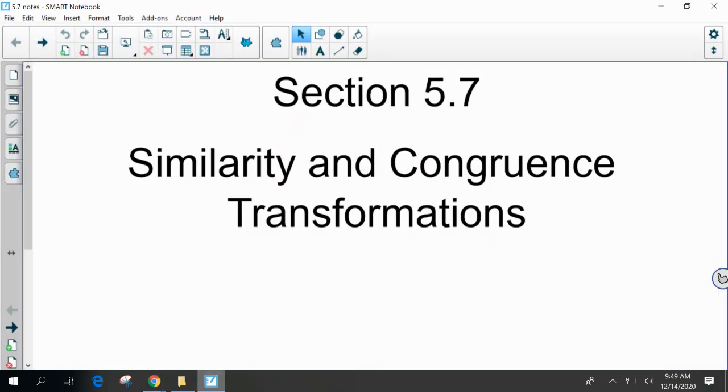All right, so today we're talking about similarity and congruence transformations. So I would recommend that you get out those 5.6 notes because we're going to look at those charts again, those charts on reflections and rotations. We're going to have to look back at them.